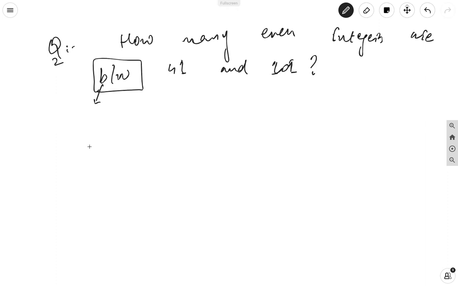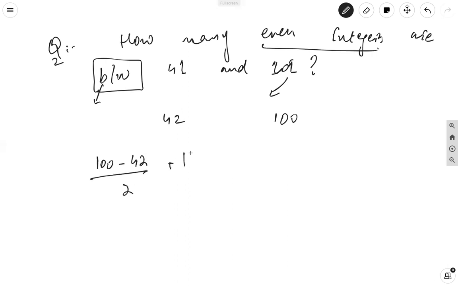Just keep an eye on this. This is the between case, right? We are asked about even integers. So less than 101 is 100 and greater than 41 is 42. So this will be 100 minus 42 divided by 2 plus 1. That will be 58 over 2 plus 1. This is 29 plus 1, which is 30, right?